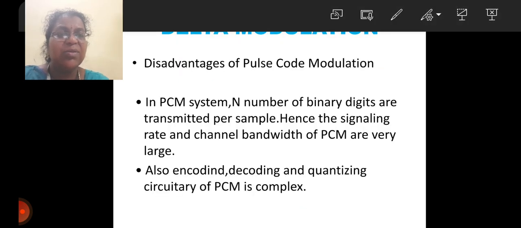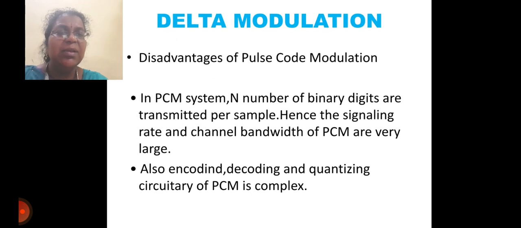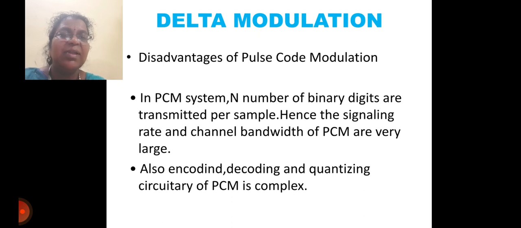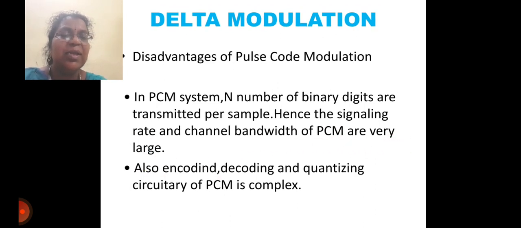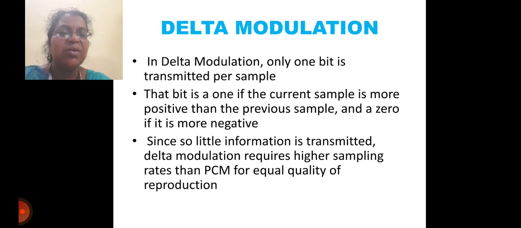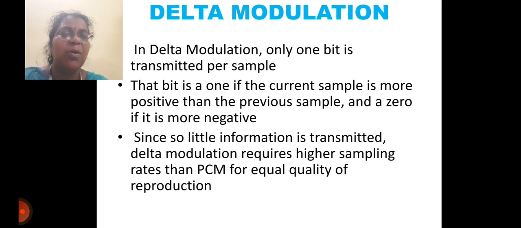Now let's go to the slides. So, delta modulation because of the disadvantages of pulse code modulation. In a PCM system, n number of binary digits are transmitted per sample. Hence, the signaling rate and channel bandwidth of PCM are very large. Also, the encoding, decoding, and the quantizing circuitry of PCM is complex. This led to delta modulation.